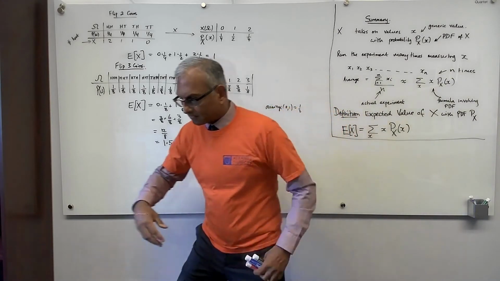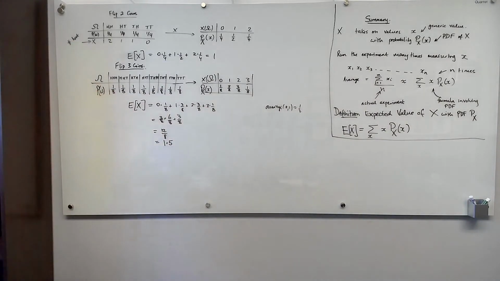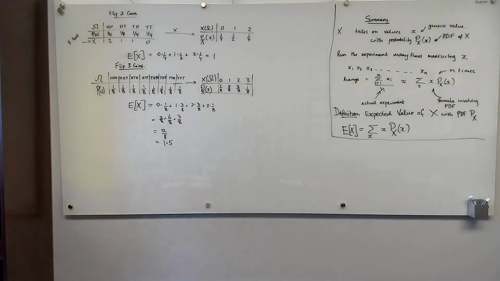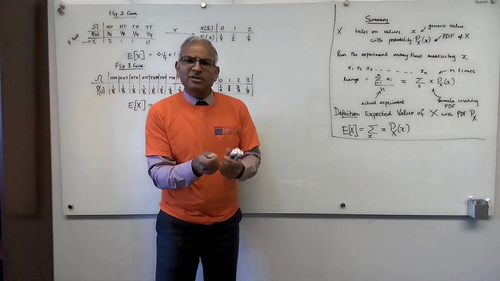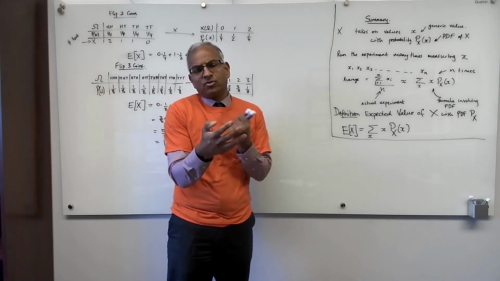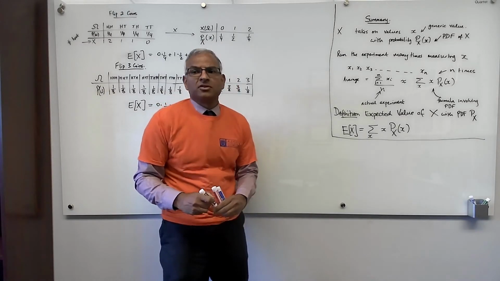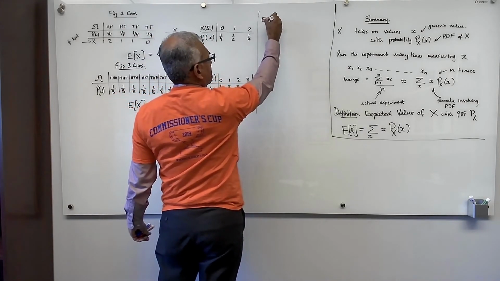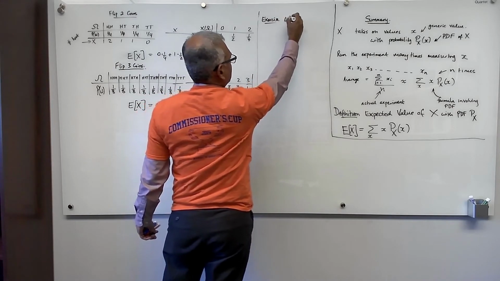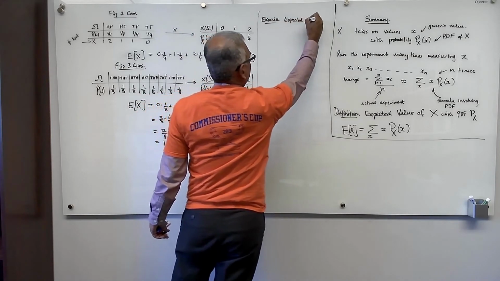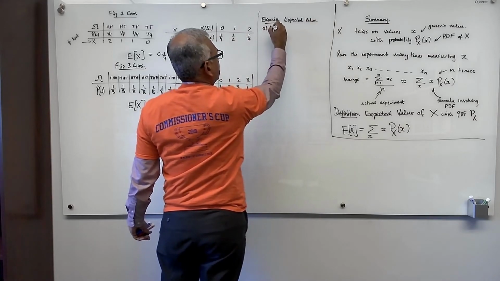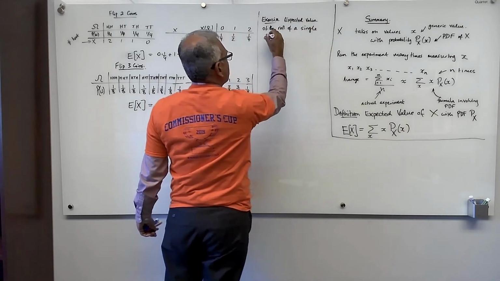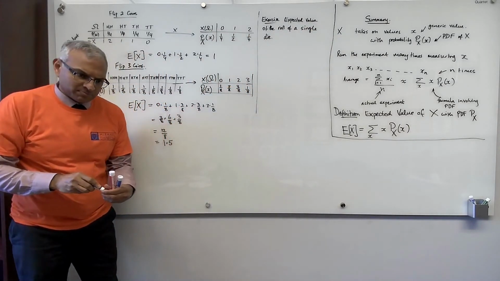Okay, so let me give you some exercises. Let's erase this, and then I'll give you some exercises. Roll a die, and your measurement is the value of the roll, 1, 2, 3, 4, 5, or 6. So what's the expected value of a roll of a single die? Exercise: expected value of the roll of a single die. I'll give you 5 seconds, pause the video.